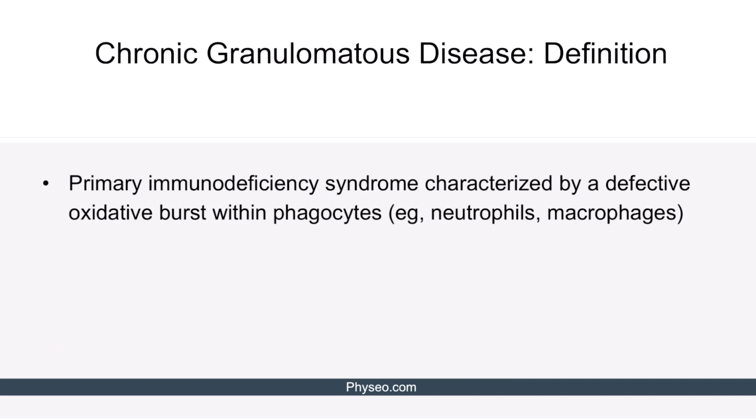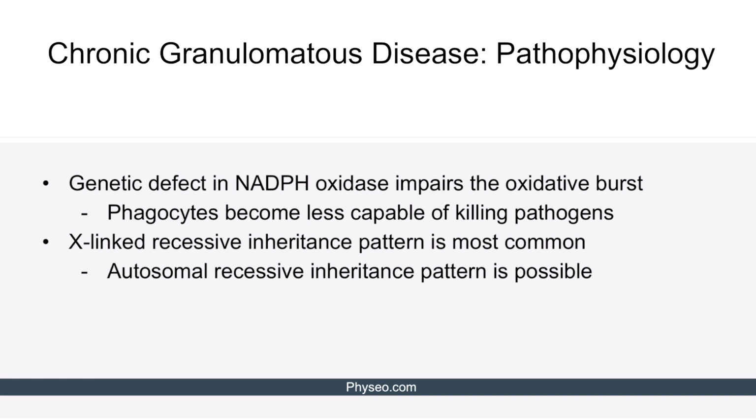Chronic granulomatous disease is a primary immunodeficiency syndrome that is characterized by a defective oxidative burst within phagocytes, such as neutrophils or macrophages. The pathophysiology of this disorder stems from a defect in NADPH oxidase that impairs a series of reactions known as the oxidative burst. The overall result of this impairment is that phagocytes become less capable of killing pathogens, which produces an immunodeficiency and predisposes patients to infections. The X-linked recessive inheritance pattern is the most common inheritance pattern of chronic granulomatous disease, although autosomal recessive inheritance pattern is also possible.